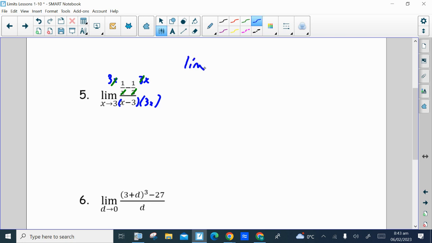So I'm going to have the limit as x approaches 3. And I'm left with 3 take away x. And on the bottom, I'm not going to multiply those out. I need to get rid of the x minus 3, that factor of x minus 3. So I'm not going to multiply the bottom out. I'm going to leave it in factored form. So that's where I am right now.